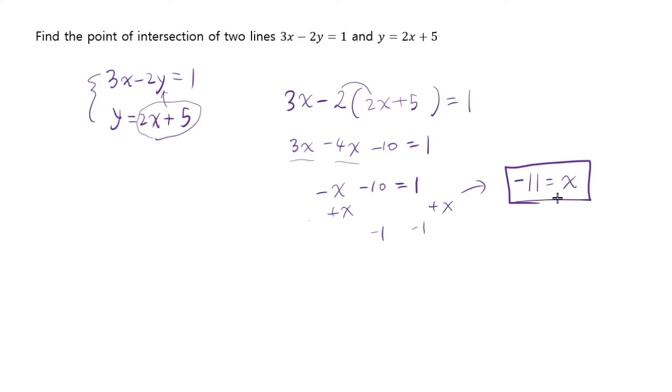We still need to find the value of y. So what do you do? You plug in negative 11 in here. You get y equals 2 times negative 11 plus 5, which gives you negative 22 plus 5, which is equal to negative 17. And therefore the answer is the point where these two lines intersect is negative 11 comma negative 17.